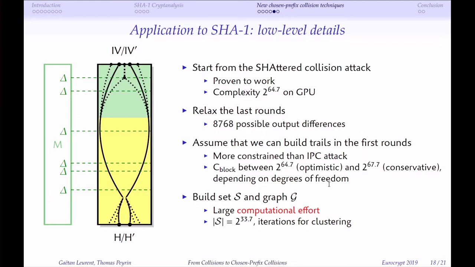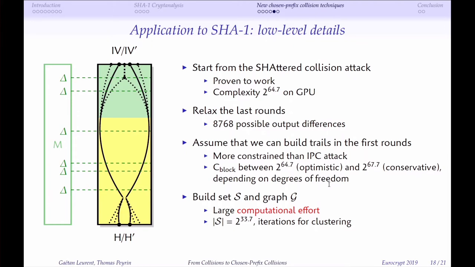And now, in our case, we need a little bit more freedom at the bottom and at the top, so maybe it's a little bit more expensive to find the block than in the shattered attack. So if you're optimistic, you can assume it's the same cost. If you're more pessimistic or conservative, you can add some safety margin. And this is just how we will estimate the cost of the attack.